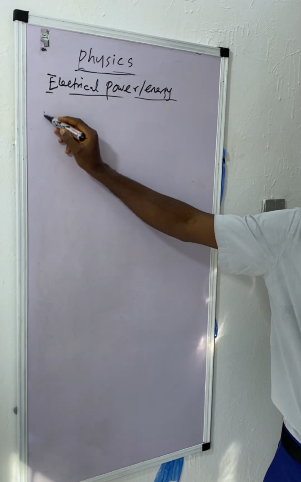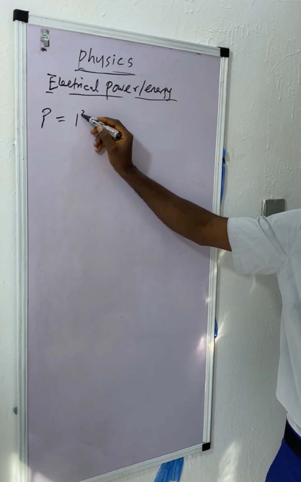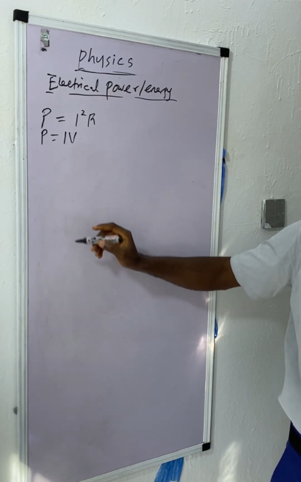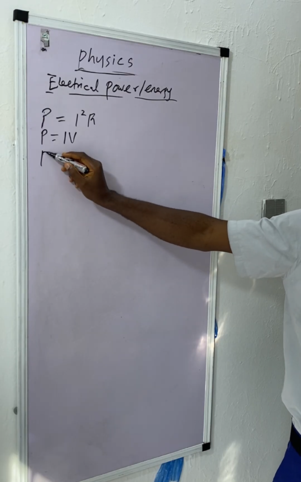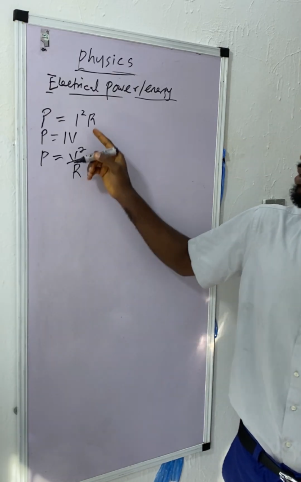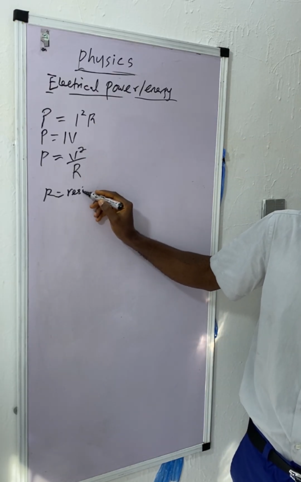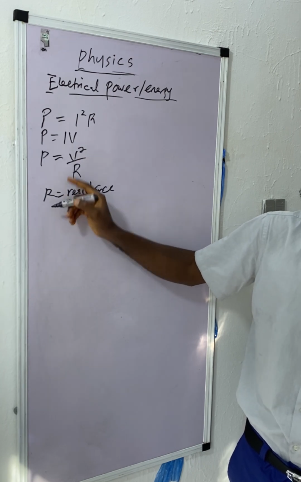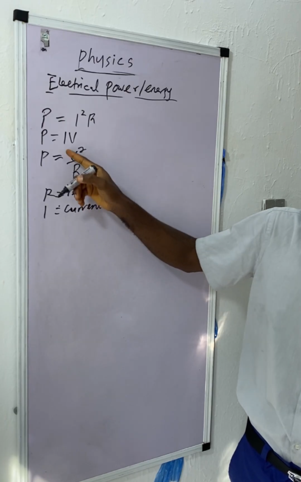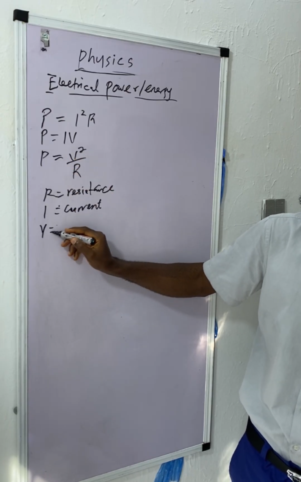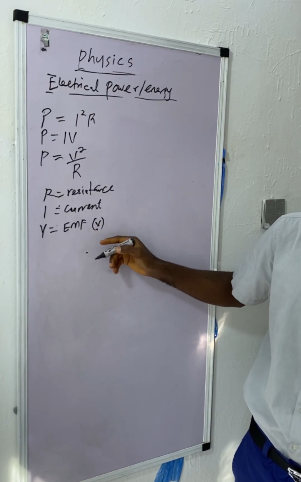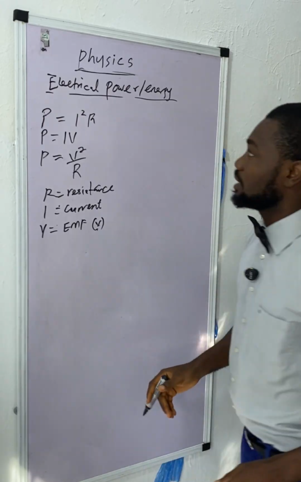We have power, P is equal to I square R. Power P is equal to IV. Then power is equal to V square over R. I think this is the final one. All right, where R is equal to resistance, I is equal to current, V is equal to what? EMF or volt, measured in volts. So this is the formula for power if you are asked to calculate power in an electrical component.